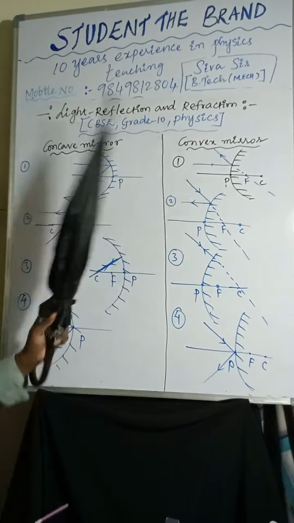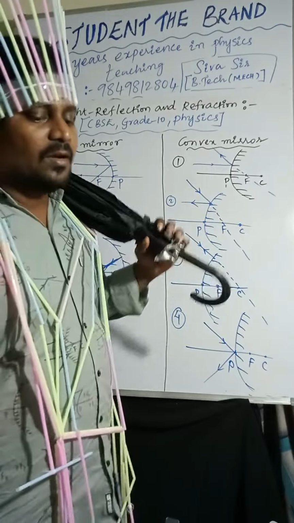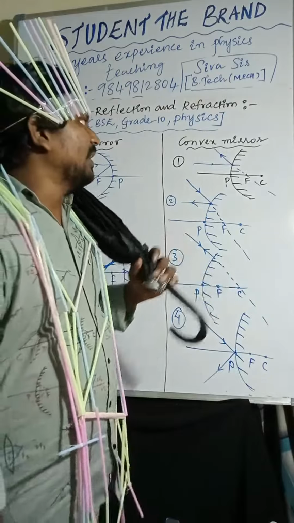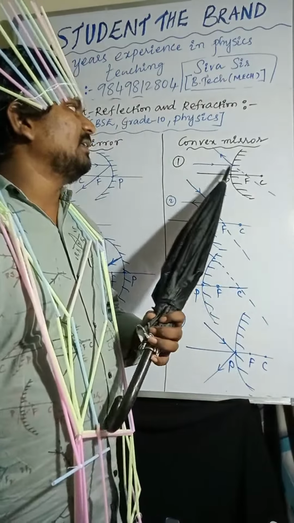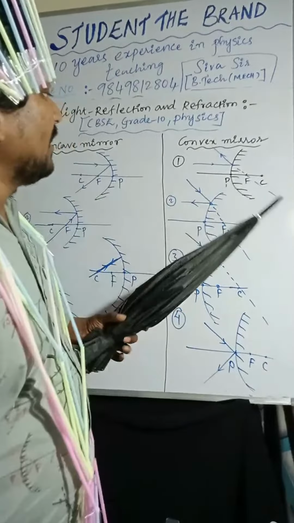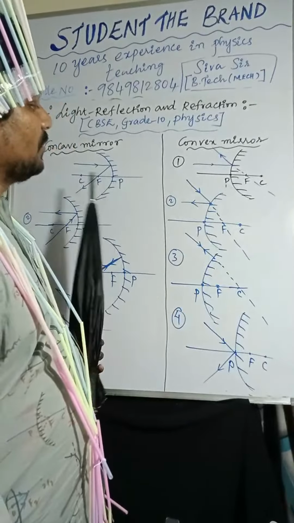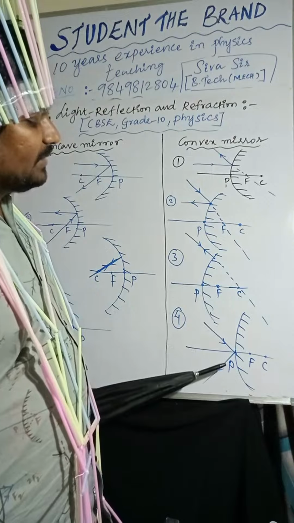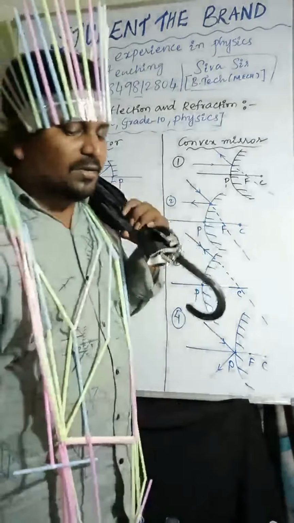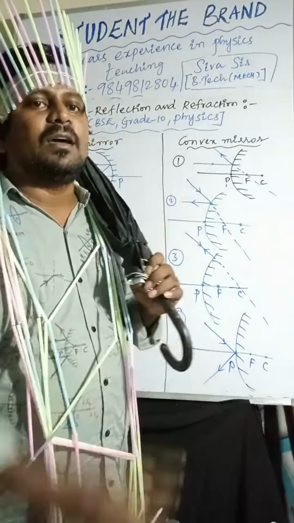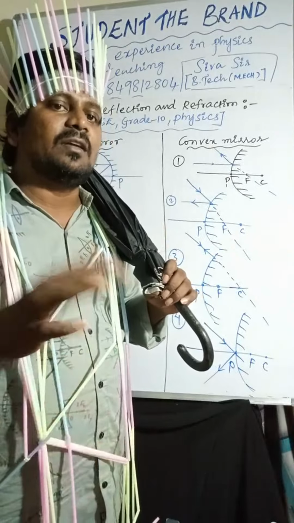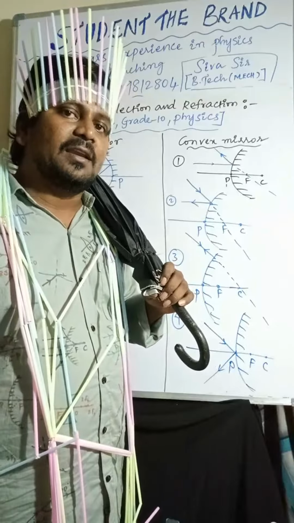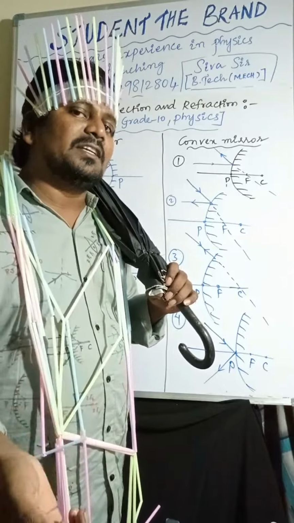Whereas in the convex mirror, you can observe that light incident at the pole reflects back. Light ray passing through the focus, after reflection, moves towards infinity. Light ray passing through the center of curvature retraces its original path. Okay, so this is about the ray rules of concave mirror and convex mirror.